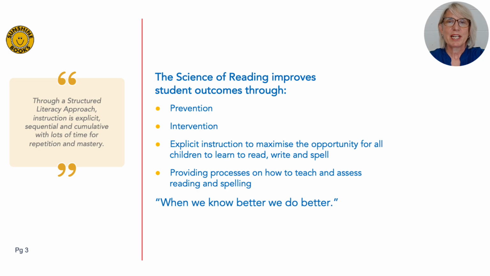The science of reading improves student outcomes. Our approach begins with prevention, ensuring that all students receive high-quality Tier 1 classroom literacy instruction. We then focus on intervention, with the early identification of students who require additional targeted literacy support. At the core of our teaching is explicit instruction, systematic and explicit teaching that maximises opportunities for all students to learn to read, write and spell.